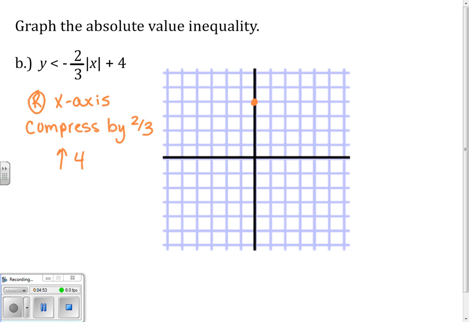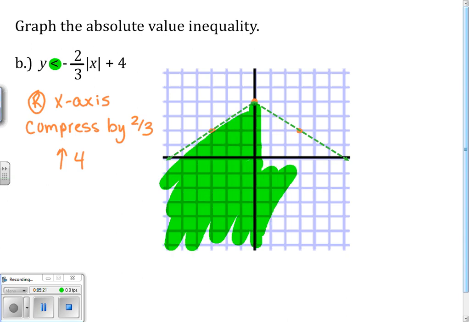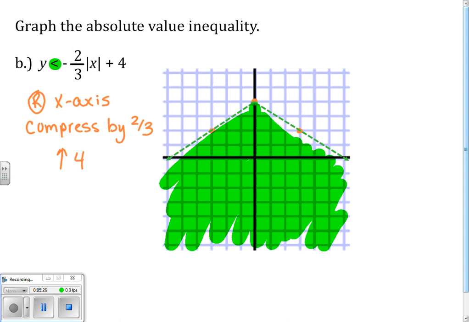And from there, I'm going to go down 2 over 3 on one side, down 2 over 3 on the other side. And this is strictly less than, which means that this is going to be a dashed line on either side. And the inequality here is a less than. So when I look at that less than, that means I'm going to put my pencil where it crosses the y-axis and go down. So you end up shading what kind of looks to be a house. Greater than shade up, less than shade down.